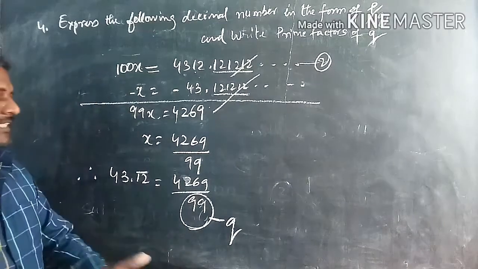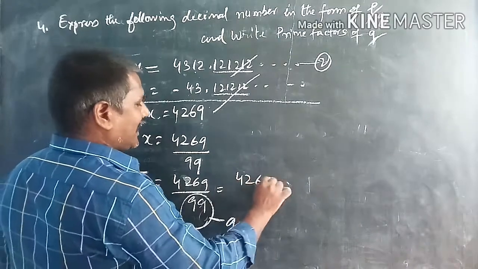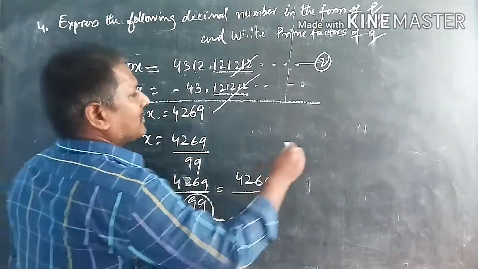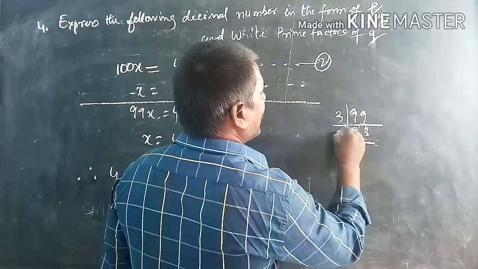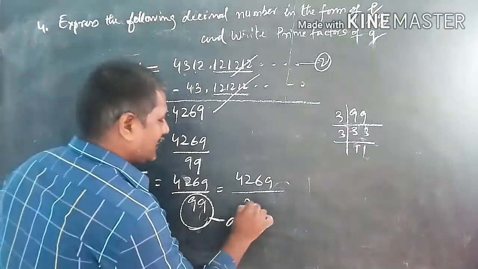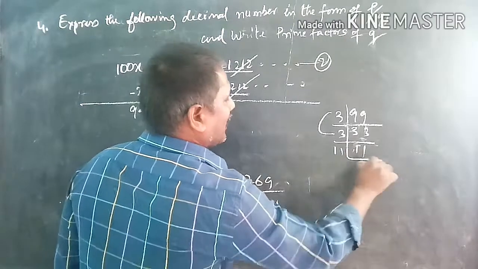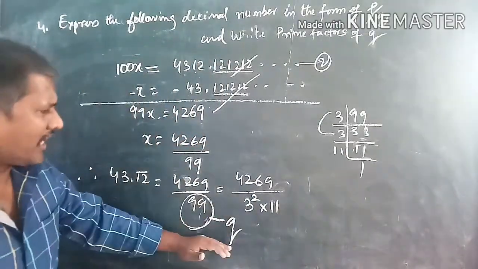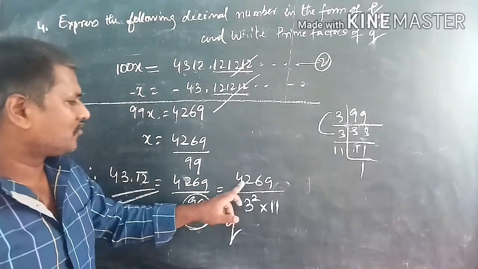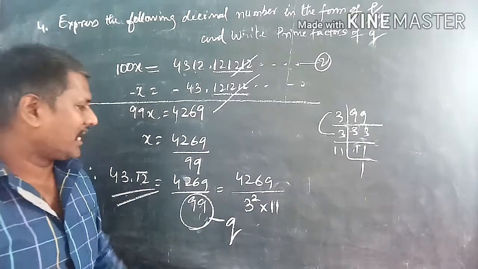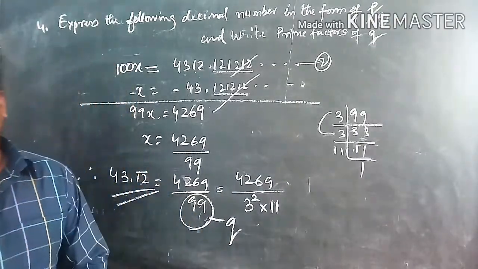Now you have to change the q into its prime factorization. So it is 4269 divided by 99. 99 can be written as 3 into 3 into 11. Now this can be written as 3 squared into 11. So here 2 threes are there, and only one 11 is there. So you can write that 43.12 bar is of the form 4269 divided by 3 squared into 11. So this is the completion of exercise 2 and 3.